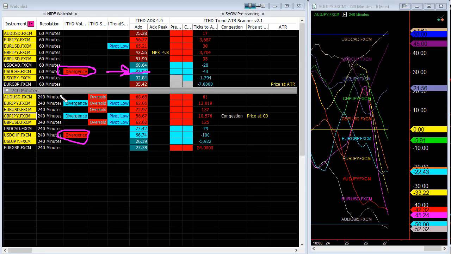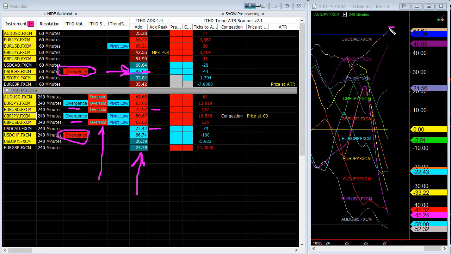Okay, so then we have the Euro Yen. It has long divergence, as well as the British Pound Yen. And we also have a lot of markets that are oversold on both the stochastics and the ADX, because any value over 70 is considered to be overextended. So this is overextended to the long side, this is overextended to the short side.